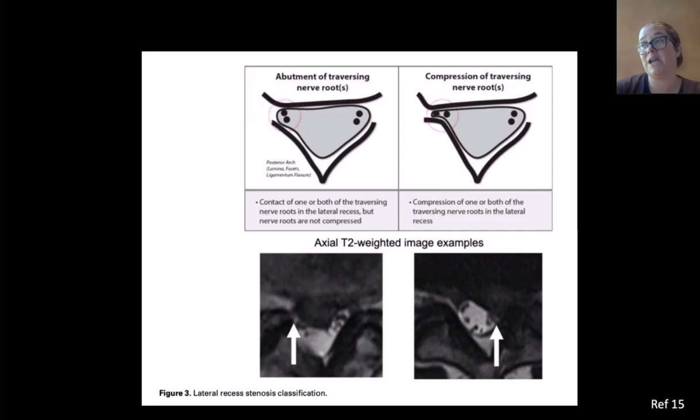The nerve is abutted, maybe they're not symptomatic. When they're standing, it could be compressed, it could be displaced. So I think it's important for us to remember that what we see is not the be-all and end-all. You really need the clinician to correlate: we see that this nerve looks compressed. Does that match your physical findings?